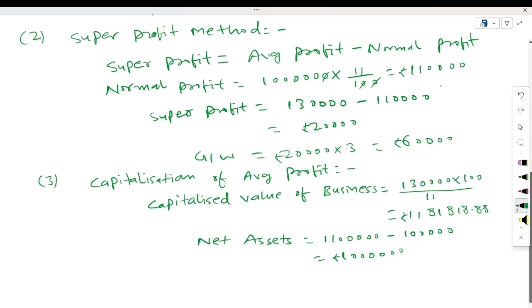Now you have to calculate the value of goodwill. What formula we will use for calculating the goodwill? Goodwill is equal to capitalized value of business minus net asset. Capitalized value of business is 11 lakh 81,818 minus 10 lakh. 1 lakh 81,818 will be the value of goodwill.